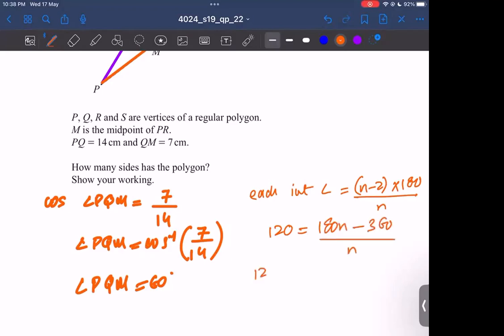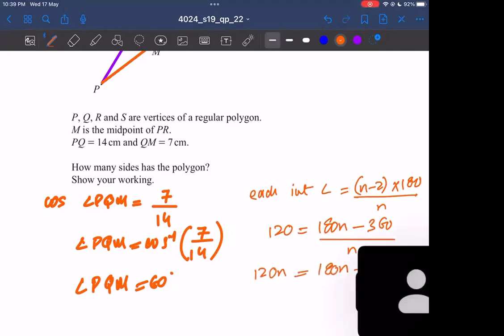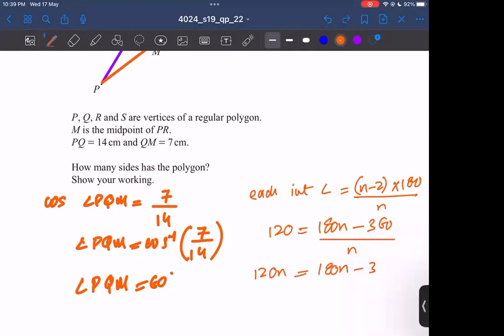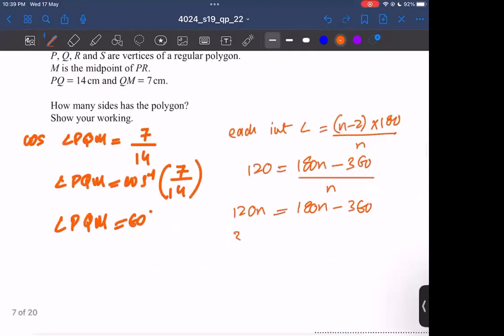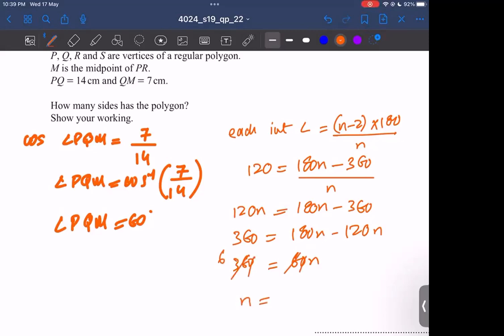Now just cross multiply: 120 n equals 180 n minus 360. So you're going to get 360 on the left hand side becoming positive 360, and 180 n minus 120 n gives you 60 n. All right, so 0, 0 cancel, 6 1 6, 0 36. The value of n is 6. n represents the number of sides. So we got the value of n, which is 6 here.